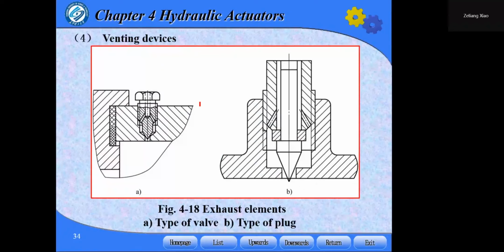Venting devices. Plastic exhausting elements.